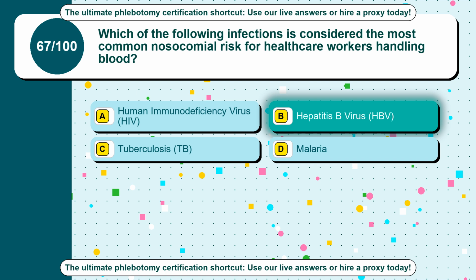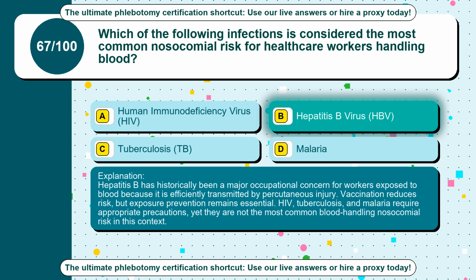Hepatitis B virus, HBV. Hepatitis B has historically been a major occupational concern for workers exposed to blood because it is efficiently transmitted by percutaneous injury. Vaccination reduces risk, but exposure prevention remains essential. HIV, tuberculosis, and malaria require appropriate precautions, yet they are not the most common blood-handling nosocomial risk in this context.